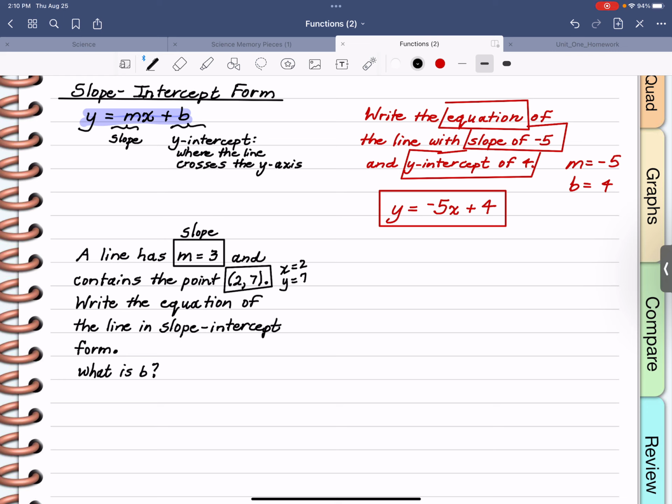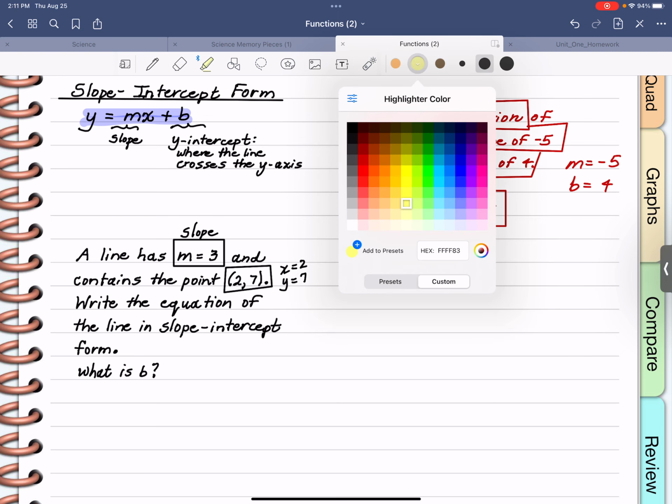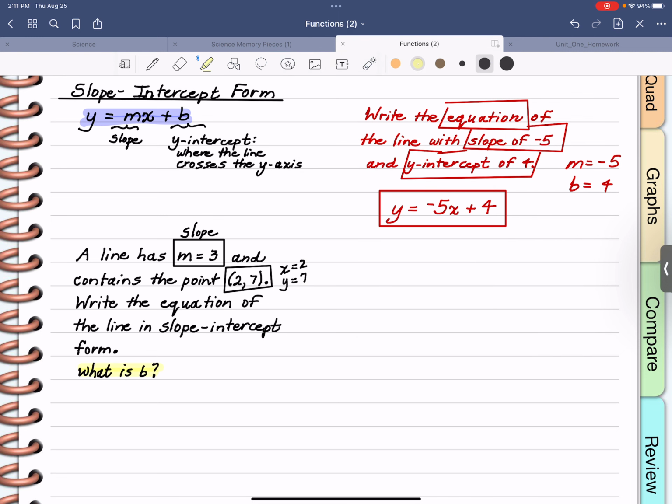And you say, well, y is 7. Yes. But is that where it crosses the y-axis? It may be, it may not be. We don't know that. So we have to find b. That's the first step in this process. We know slope, we know an x, and we know a y, but we need to know b. Baby b, not tall B. So here's what I do. I take what I know to find what I don't know.